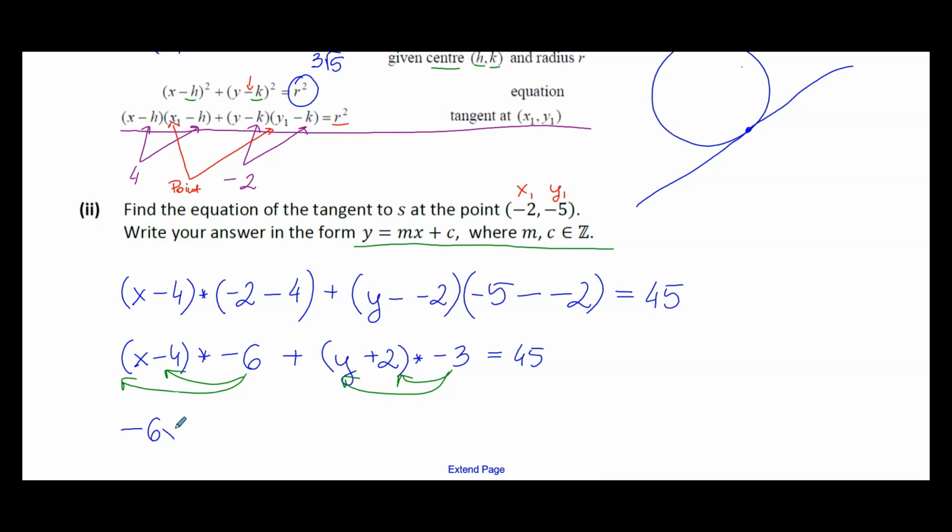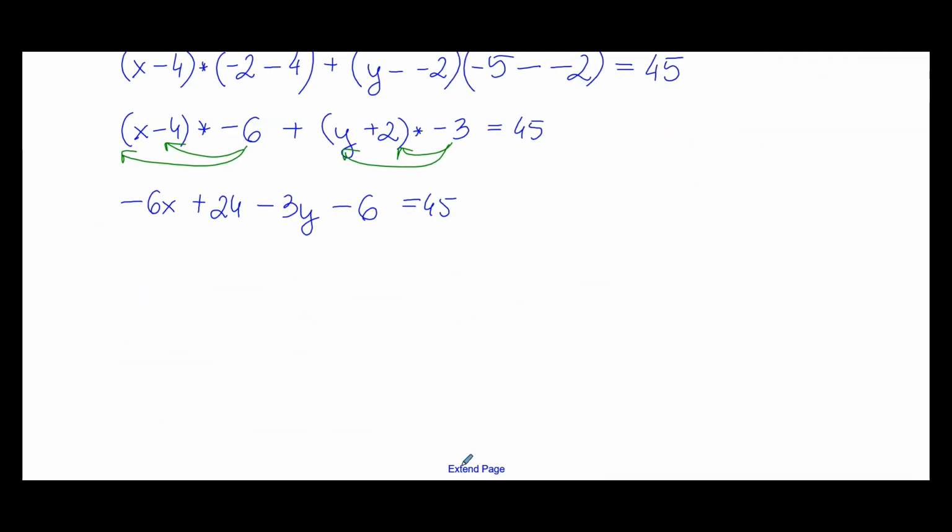So we are multiplying the brackets. Minus 6 by x is minus 6x. Minus 6 by minus 4 will be plus 24. Minus 3 by y is minus 3y. Minus 3 by 2 will be minus 6, and equal 45. So again, where are we going? y on its own, the rest of the numbers on the other side. We have an option. We can either move this y and move 45, or however you want. It doesn't matter. So I'm going to move 45.